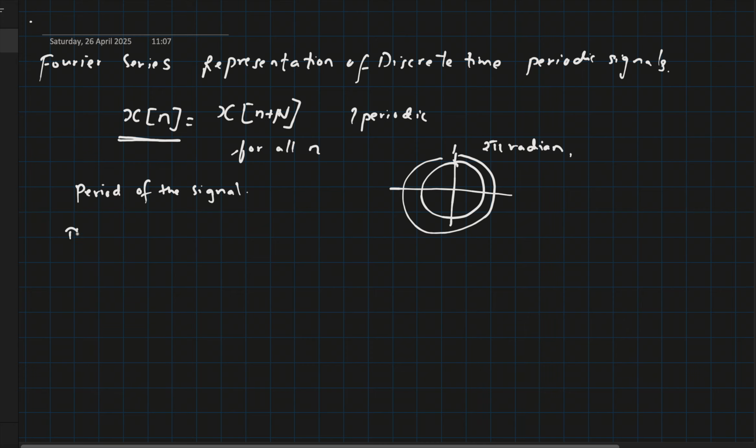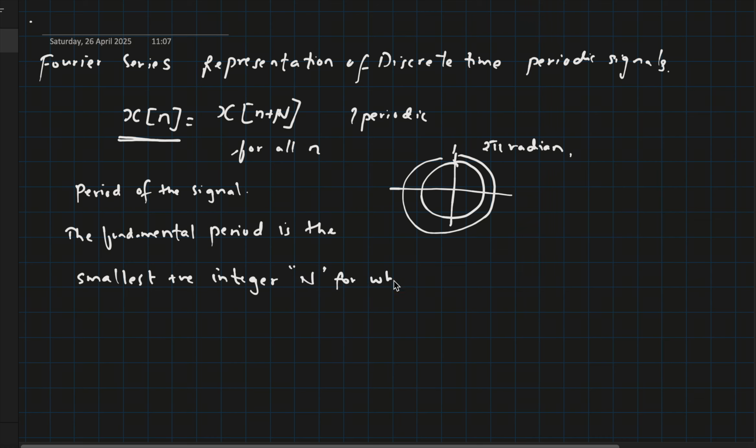Then the fundamental period is the smallest positive integer N for which this condition holds, that is omega naught equals 2 pi by N, which is the fundamental frequency.